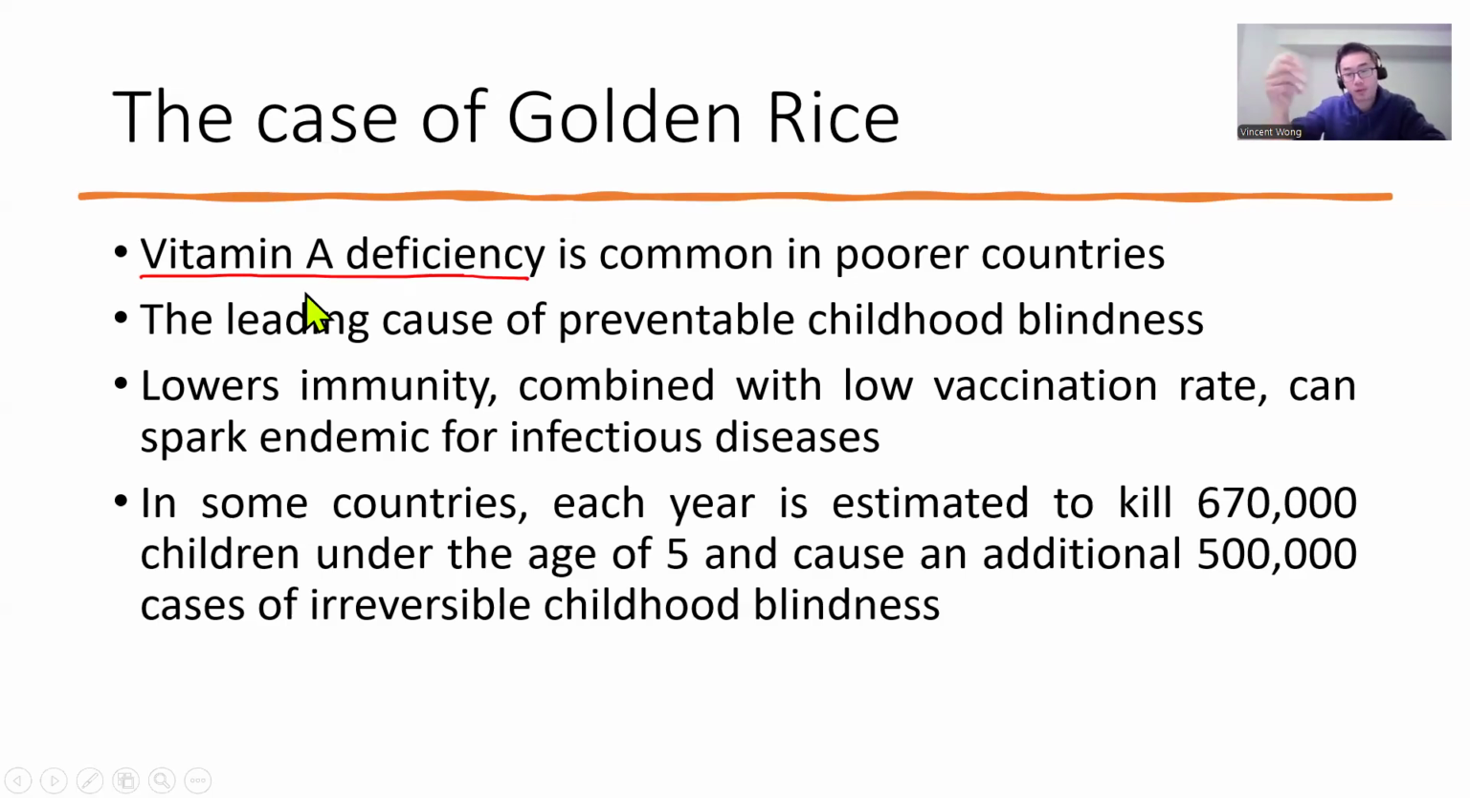So if you introduce vitamin A in their diets, then it's preventable. Also, vitamin A deficiency can lead to lower immunity. And in these developing countries, low-income countries, there is often a low vaccination rate as well. So if the vaccination rate is low and the community has low immunity, these two combinations don't go well together. It could spark an endemic of infectious disease.